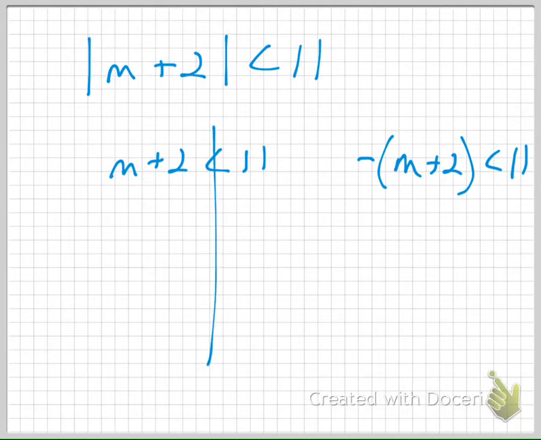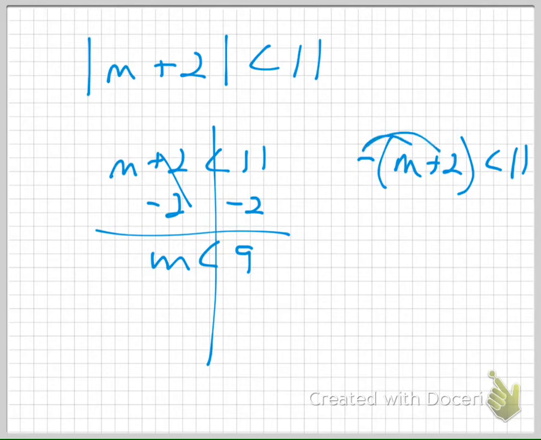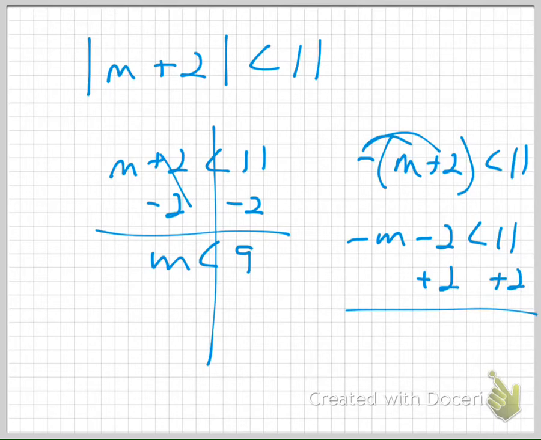So now let's solve the two. We have minus 2, minus 2. m is less than 9. And then this one, what do I have here? I need to do a distributive property. Agreed? Negative m minus 2 is less than 11. Now what? I go plus 2, plus 2. Negative m is less than 13.